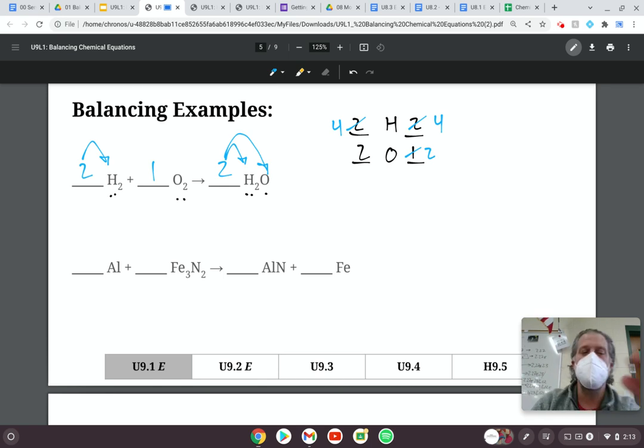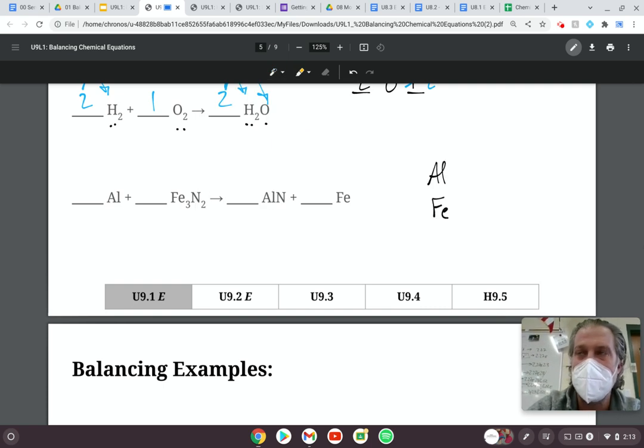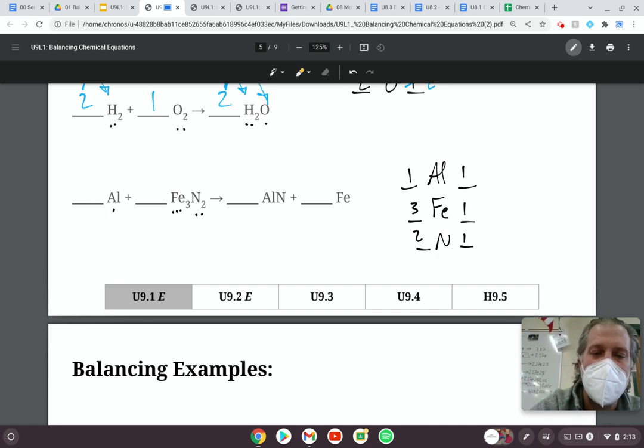Let's do the next one. Again, I'm going to identify the elements that I have present. So I have aluminum, I have iron, and I have nitrogen. I'm just going to use this as some type of bookkeeping. So in this case, I see that I have 1 aluminum, I have 3 irons, and I have 2 nitrogens on the left side. On the right side, I have 1 aluminum, 1 nitrogen, and 1 iron, like so.